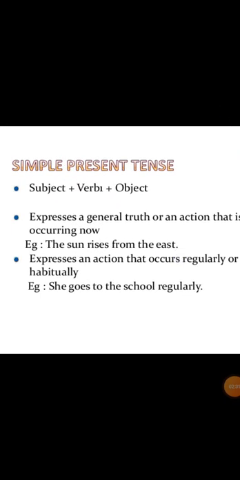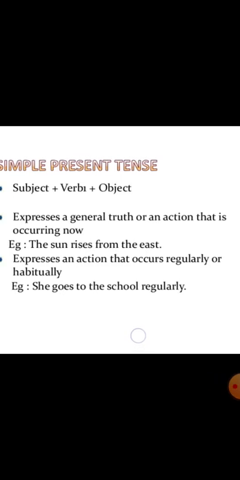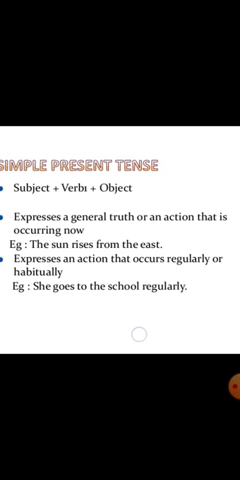Now let's see simple present tense. It expresses a general truth. Present tense means when the action has been done in the present time. It expresses a general truth or an action that is occurring now. Basically, it tells you about the universal truth, or it will tell you that the action is being done right now. So that is present tense.